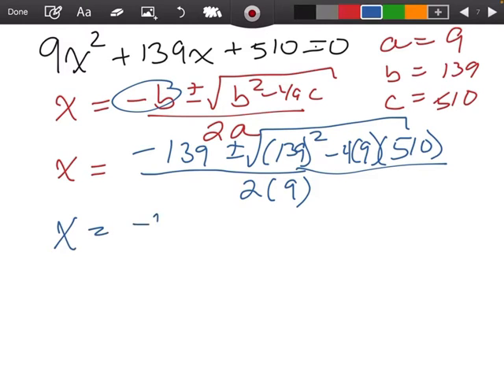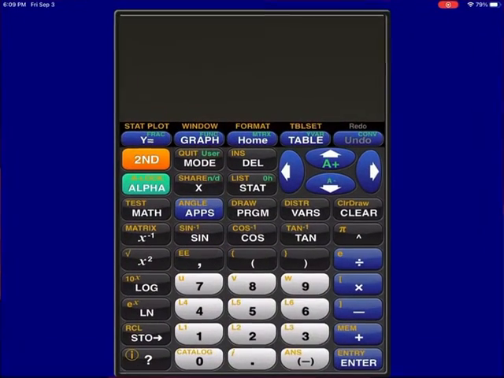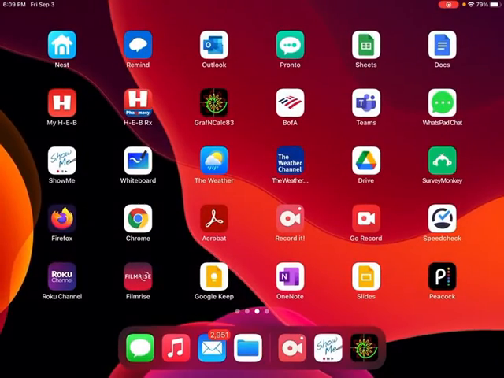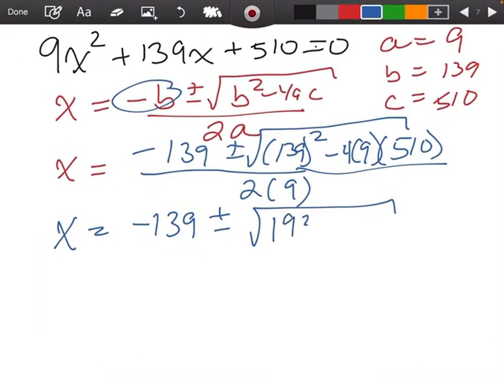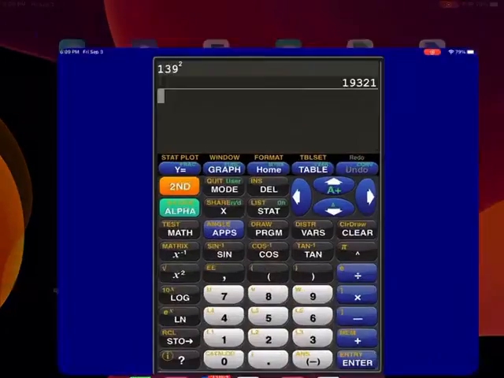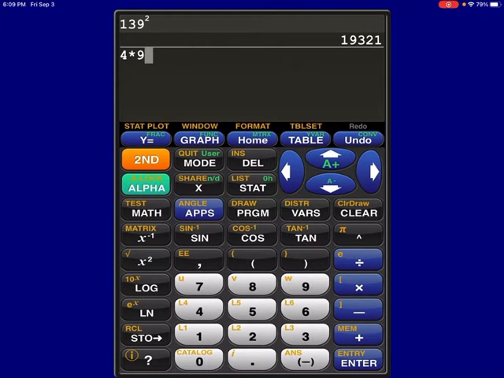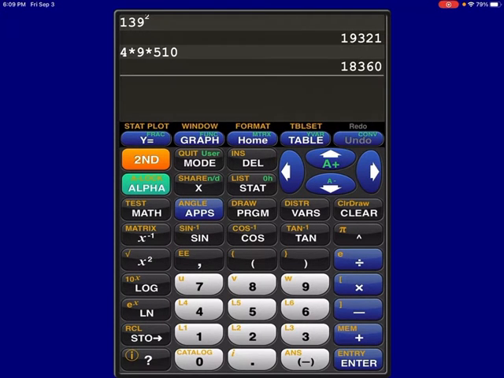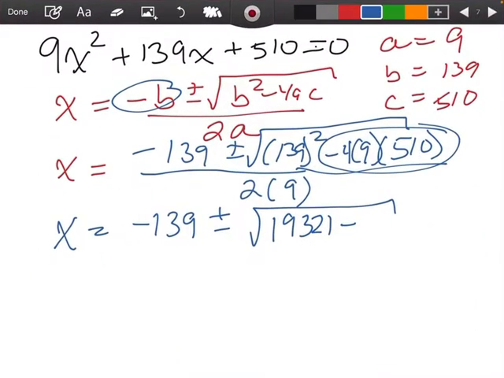So this is a negative 139, plus or minus the big square root. I'm going to take my calculator and calculate 139 squared, which is 19,321. Then minus 4 times 9 times 510, which is 18,360. All over 18, because that's what 2 times 9 is.